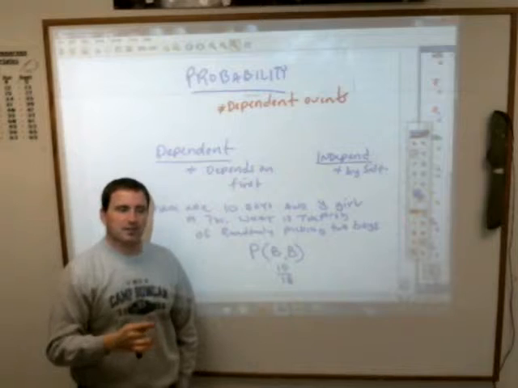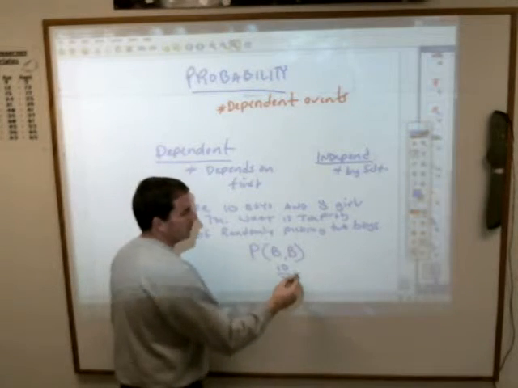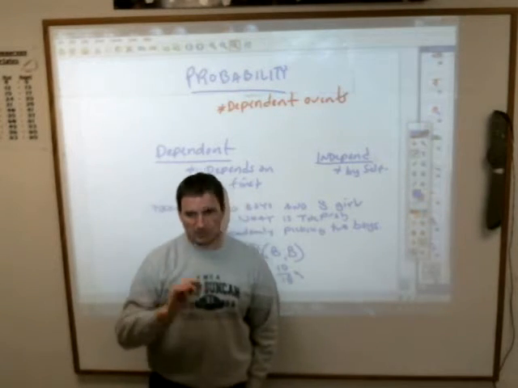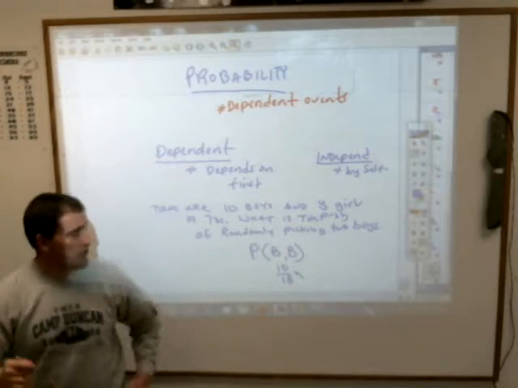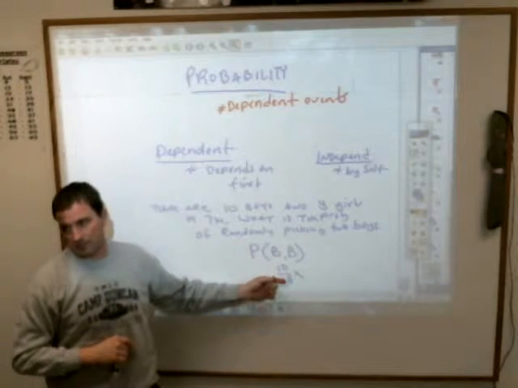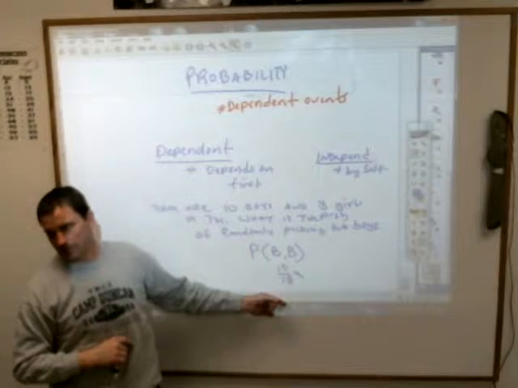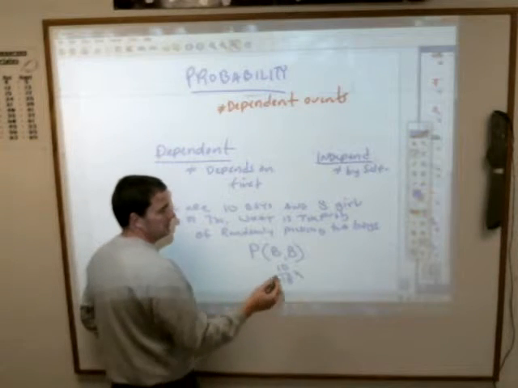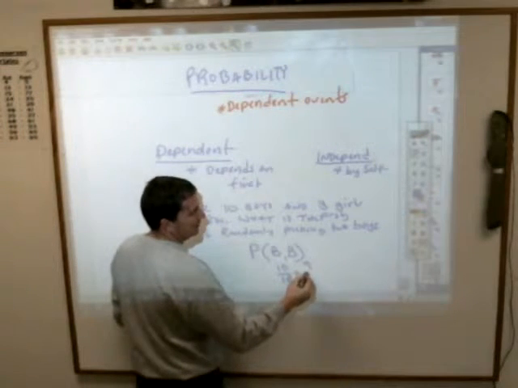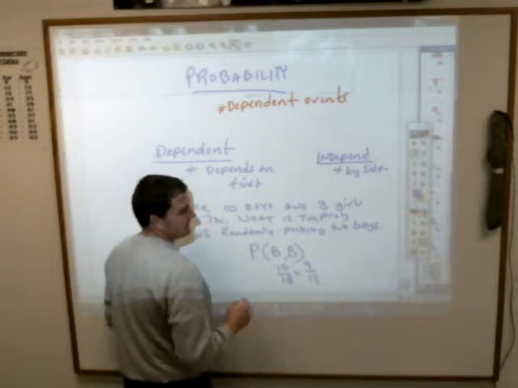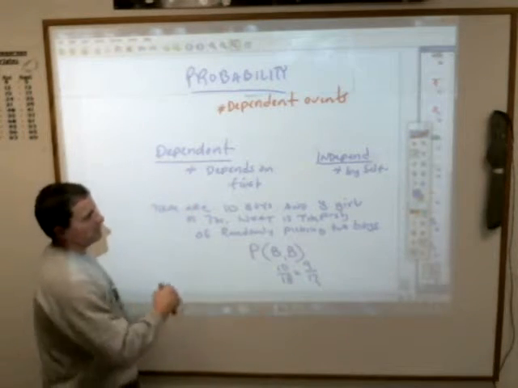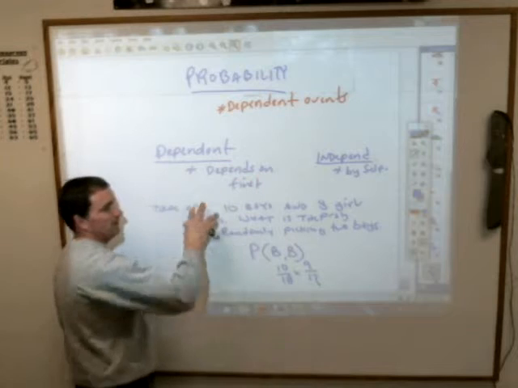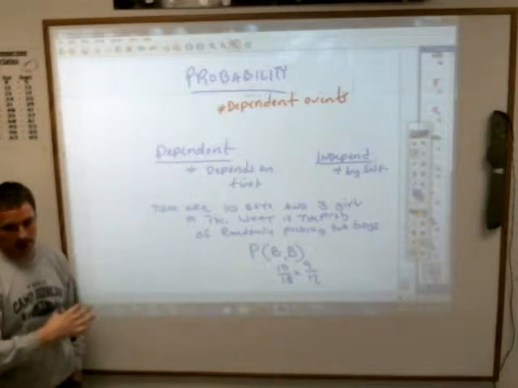But the probability of picking the second one has now changed, because if you pull the boy out, there's no longer still 10 boys' names in there, nor are there still 18 people in there. So that actually changes for the second one. There's only 9 boys left, and there's only 17 slips of paper left. So that's why this is a dependent event, because the second one depends on the first.